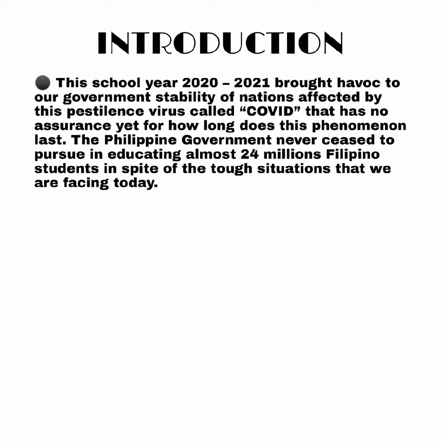One of the sectors most shaken by the COVID-19 pandemic is education, affecting the lives of students in the country since March 2020. As the school year 2020 and 2021, it brought havoc to the government stability of nations affected by this pestilence virus called COVID-19. There is no assurance yet for how long this phenomenon lasts.